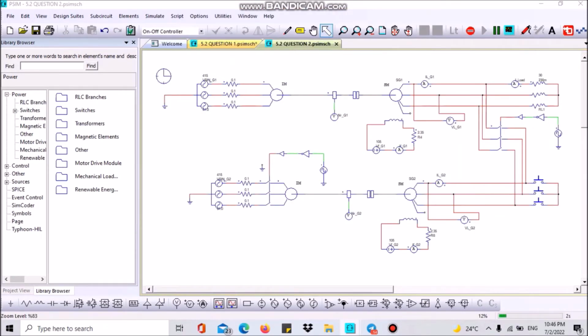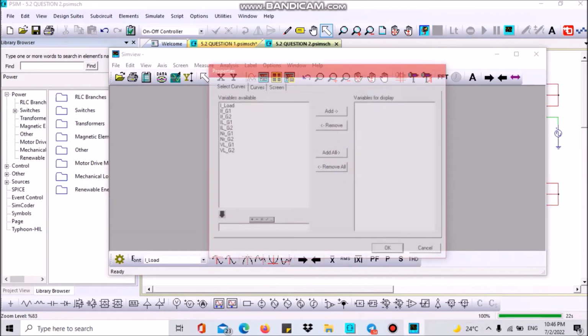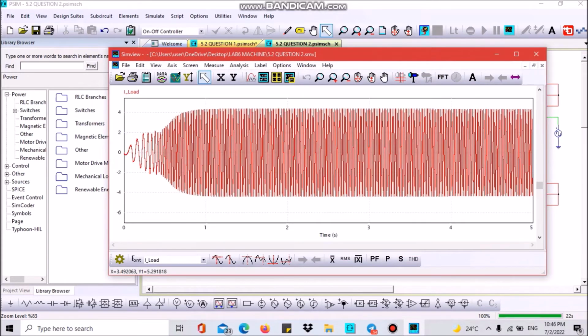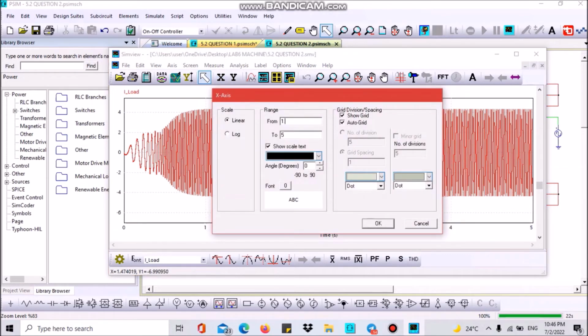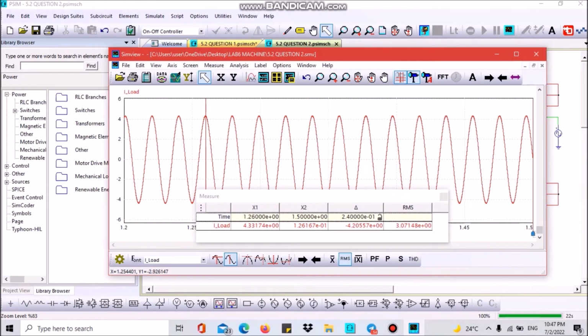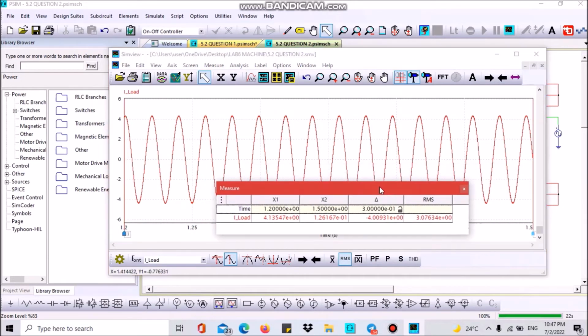After that, for question 2, we need to design a parallel connection, and this is the parallel connection. From the parallel connection, we can get the waveform of load current after parallel at generator 2. This is the waveform for the time of 1 to 2 seconds and the RMS value.